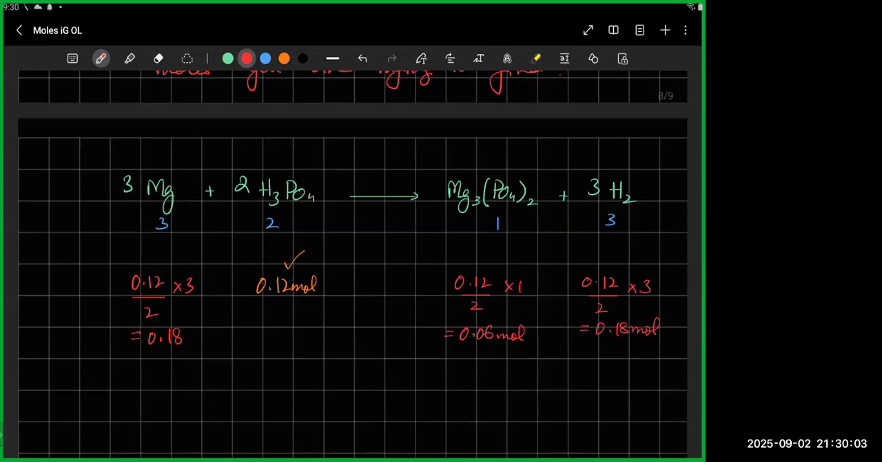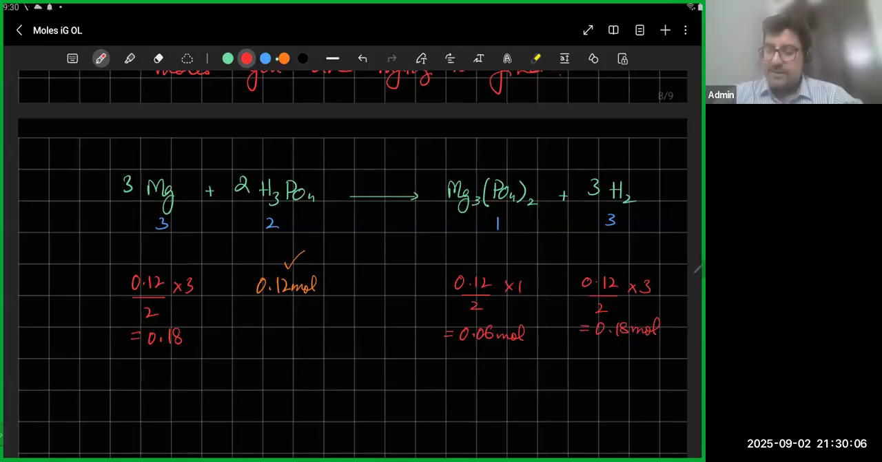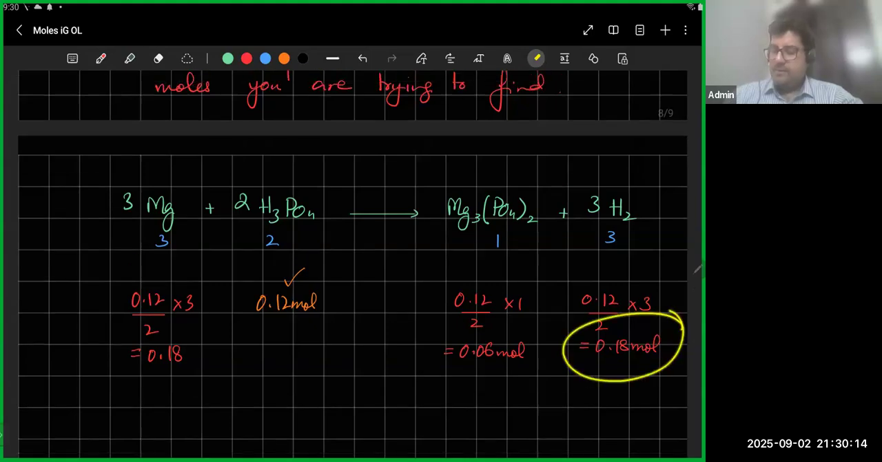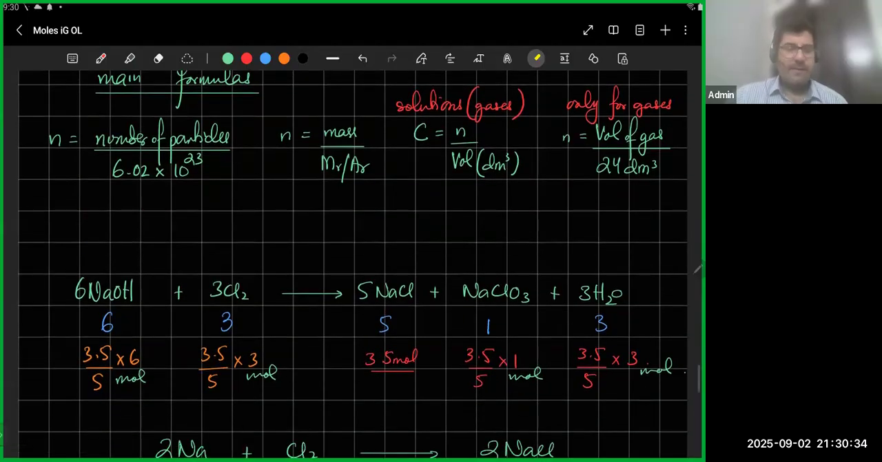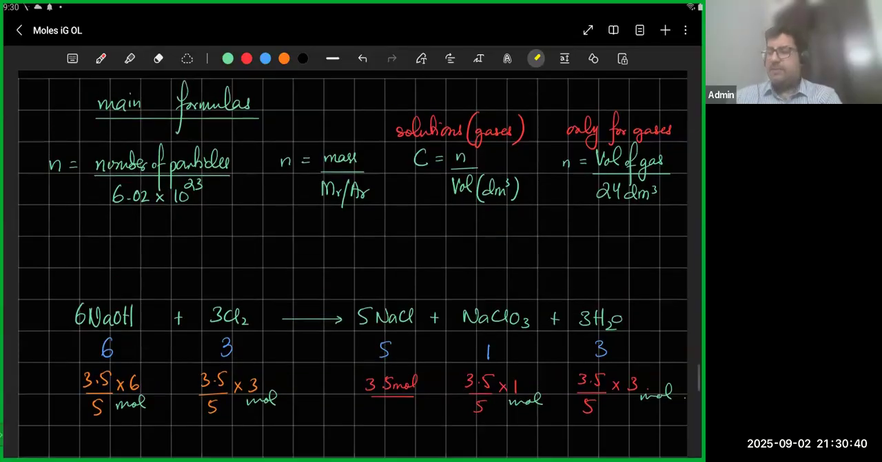Yes. And the rest of the question is pretty simple. They might ask you to figure out what is the volume of H2 gas. Well, if you know moles, we have a formula for finding the volume of gas. If you know moles, you can figure out concentration or volume. If you know moles, you can figure out the mass. If you know moles, you can figure out the number of particles. So once you know moles, you will be able to figure out kind of everything in the question. So the rest is just applying formulas.